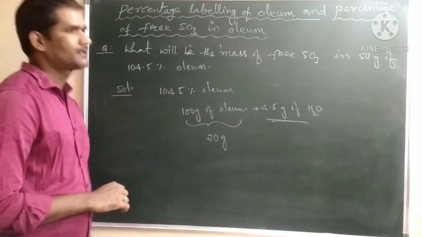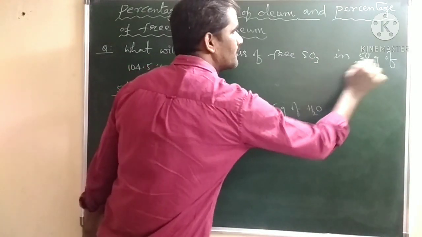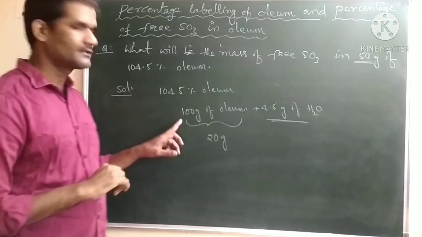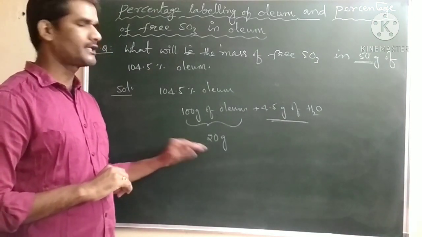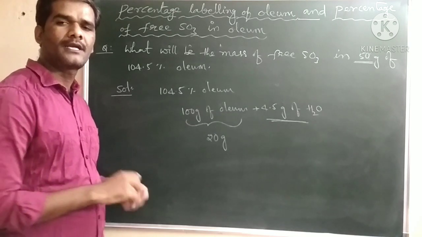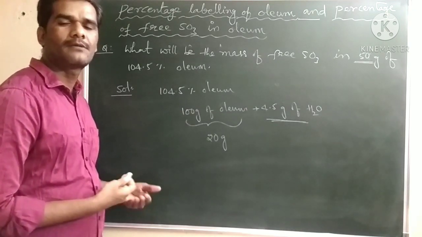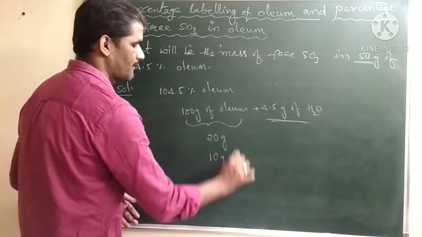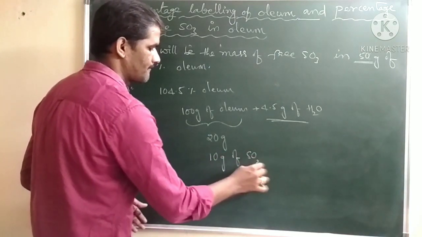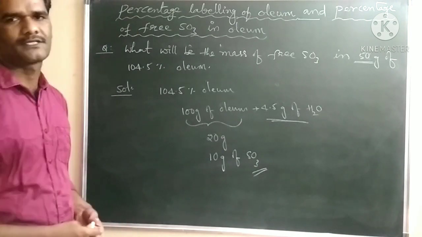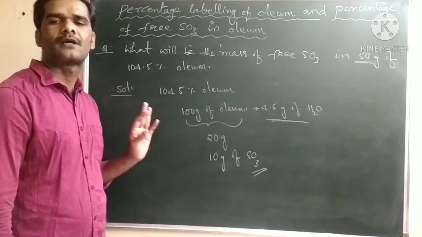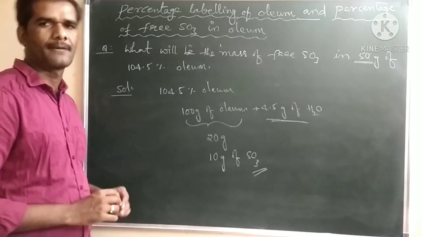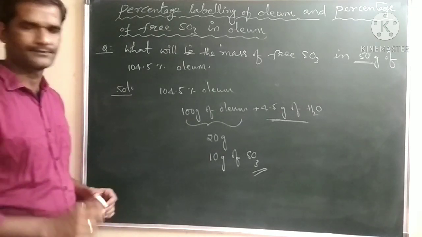Now what is the question? What is the available free SO3 in 50 grams, not 100 grams? From this we got that in 100 grams, 20 grams is there. Then in 50 grams, what is the availability of free SO3? 10 grams. So 10 grams of SO3 is there in 50 grams of 104.5% oleum sample. That's it.